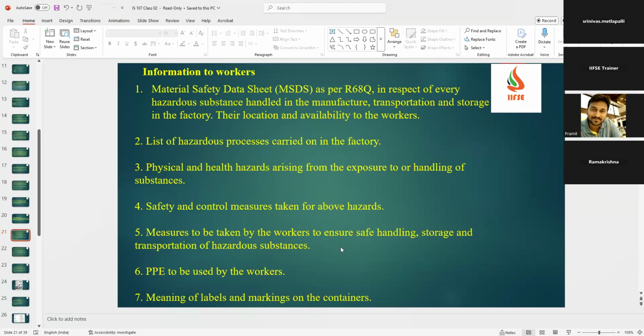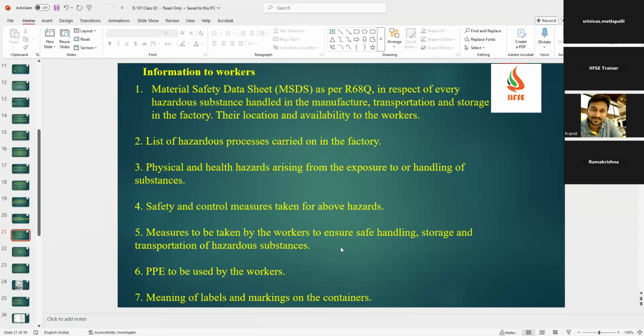Okay, those are the rules we should follow for better handling of chemicals, and also we can prevent accidents. Then what information should we inform? The MSDS, material safety data sheet, with respect to the hazardous substances handled in manufacturing, storage, and transportation in the factory, and their location and availability to the workers.